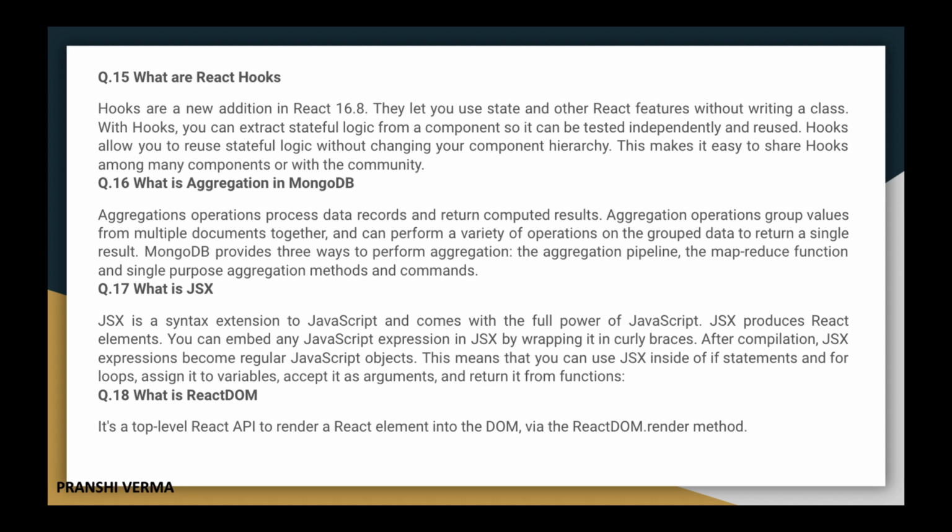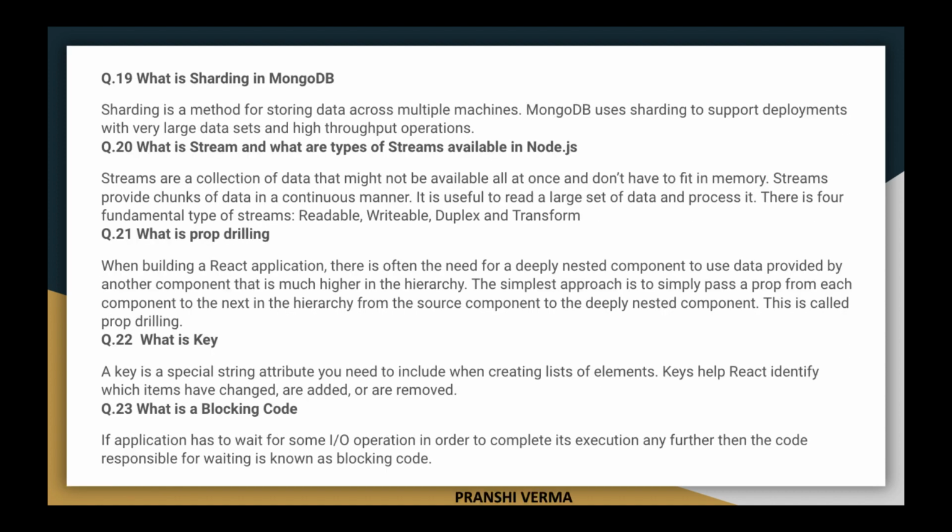Alright. Next question, what is sharding in MongoDB? Answer: sharding in MongoDB is a method for horizontally scaling a database across multiple servers, or shards. Sharding allows you to distribute your data across multiple servers, which can improve performance and increase the amount of data that your database can handle.